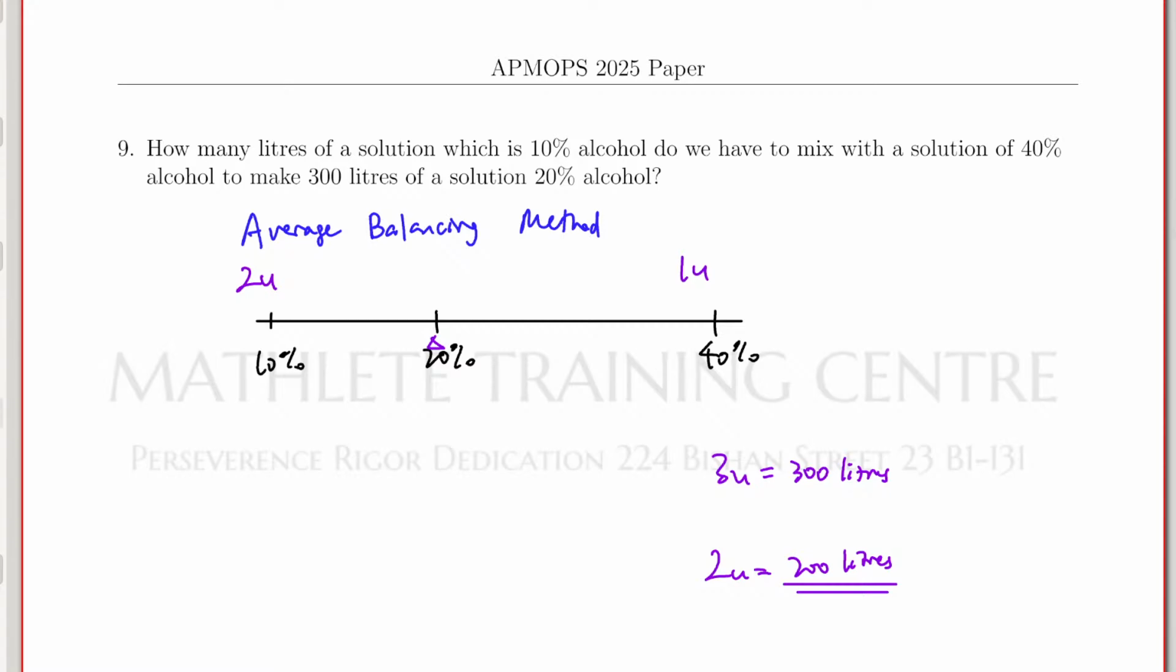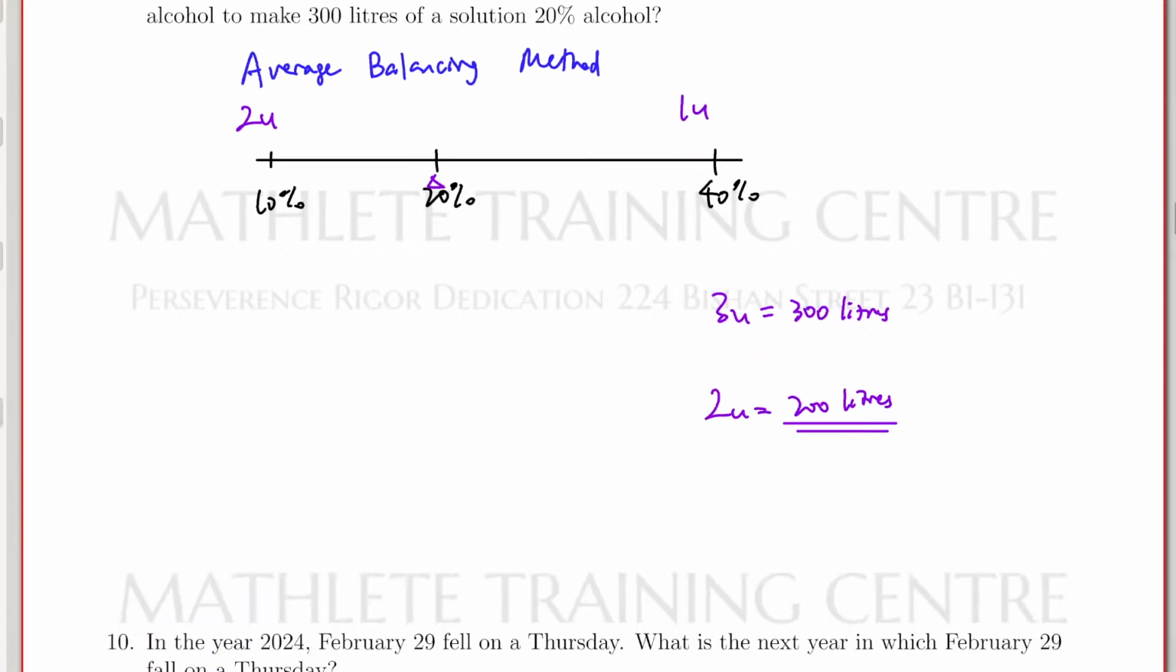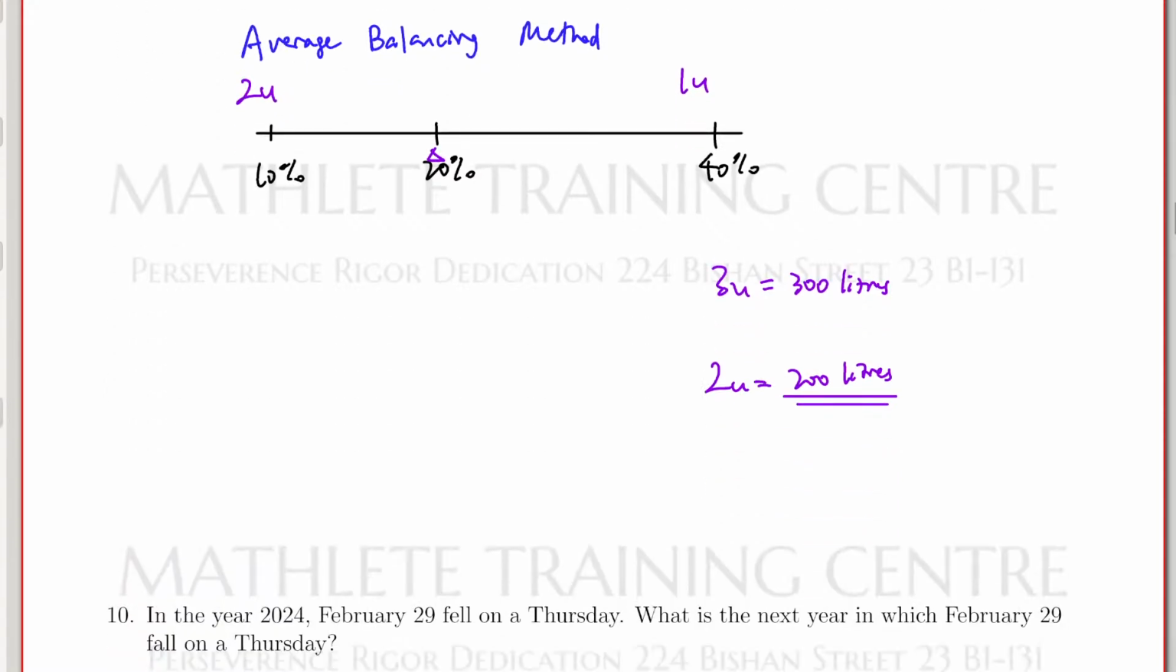Now, let's take a look at question number 10. Question number 10 says that in the year of 2024, February 29 fell on a Thursday. What's the next year in which February 29 falls on a Thursday? So there are two conditions here. Firstly, is the condition of a Thursday.